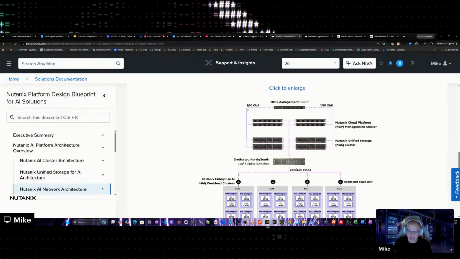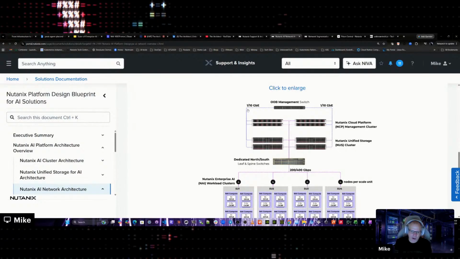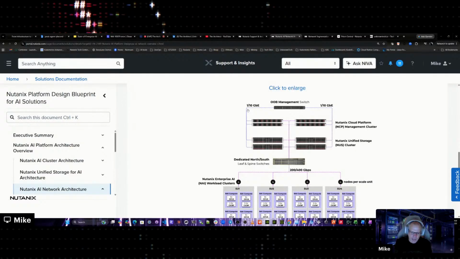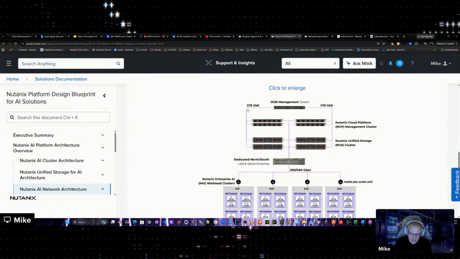Essentially, the nomenclature, how they define a unit, is really around the CPU. So how many CPUs are in the server or node, whatever you want to call it? How many GPUs are in that solution? How many NICs, total NICs? And what is the bandwidth of those NICs?